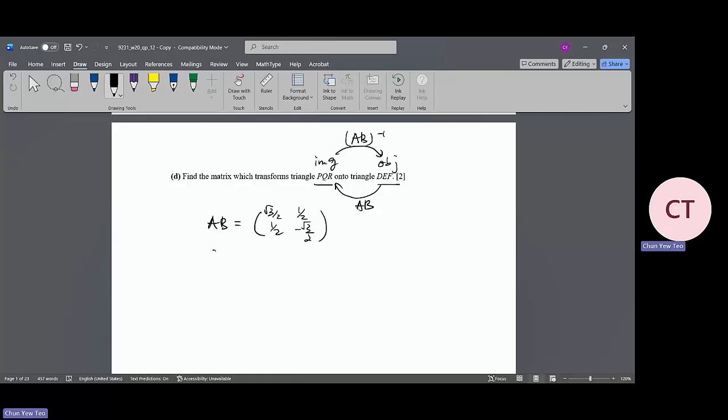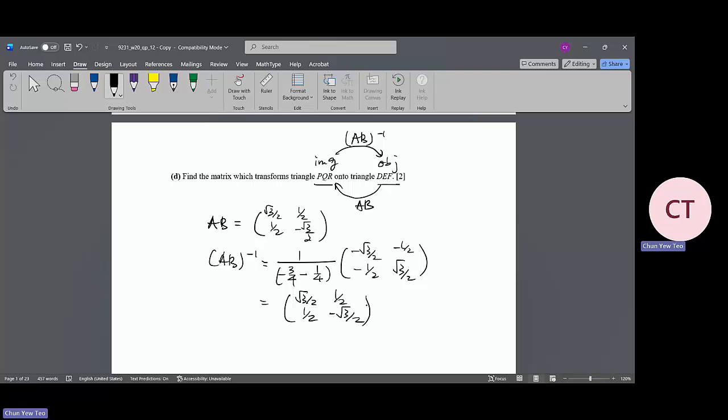Now the AB inverse is 1 over the determinant, which is negative 1, so minus is negative, over 3 over 4 and so on. Then you swap the values, negative root 3 over 2 and root 3 over 2, and you put a negative sign on the other two. Expand and simplify, and you will get the answer: root 3 over 2, half, half, and negative root 3 over 2. That is the inverse of the matrix AB.